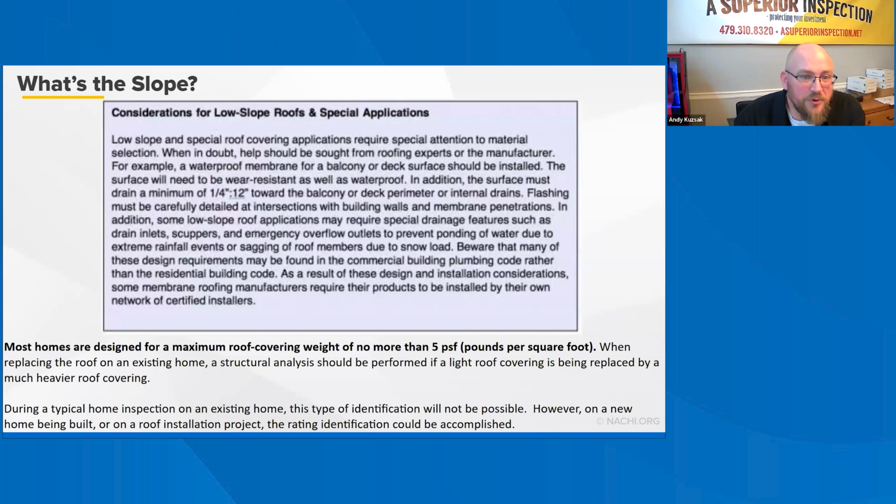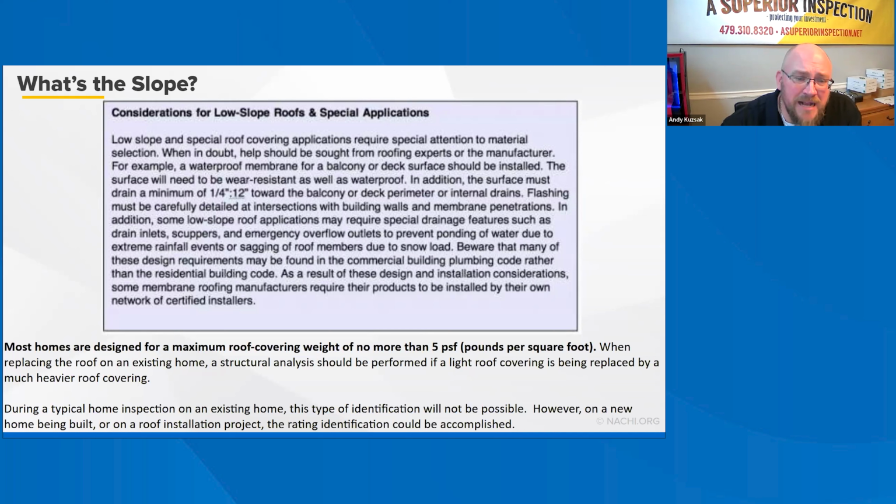And in addition, some low slope roof applications may require special drainage features such as drain inlets, scuppers, which are usually installed off of parapet walls, your vertical 90-degree walls where you'll have a chute coming off the side, and emergency overflow outlets to prevent ponding of water due to extreme rainfall events or sagging of roof members due to snow load. Beware that many of these design requirements may be found in commercial building plumbing code rather than in residential building code. As a result of these design and installation considerations, some membrane roofing manufacturers require their products to be installed by their own network of certified installers.